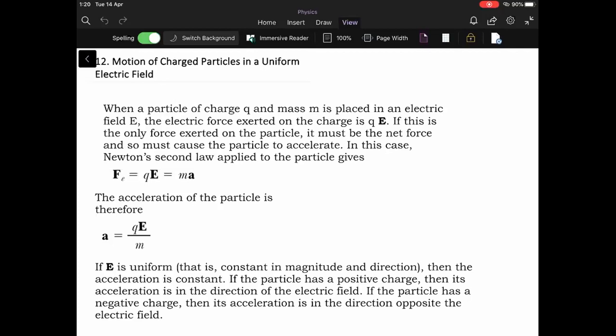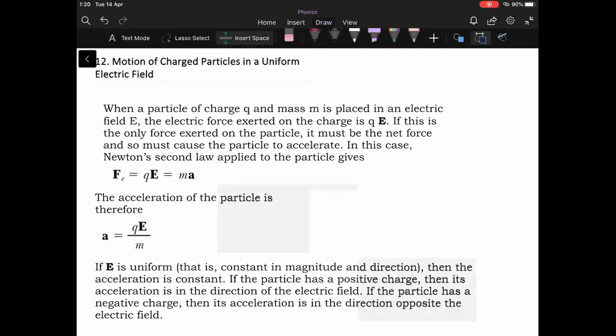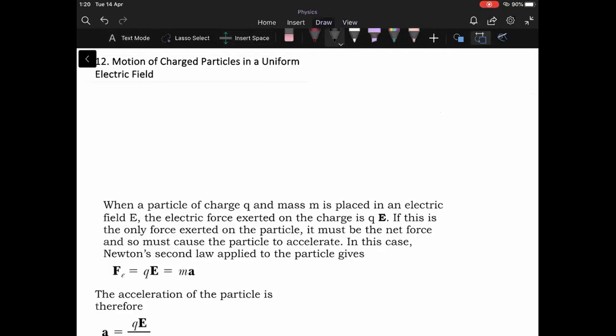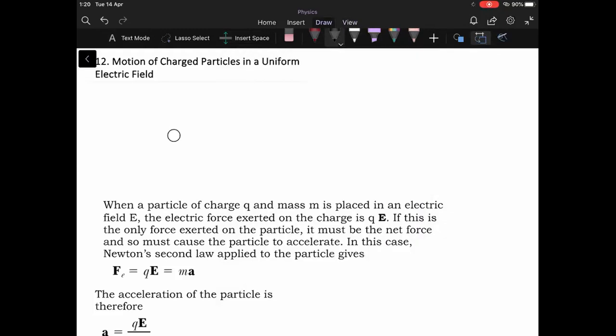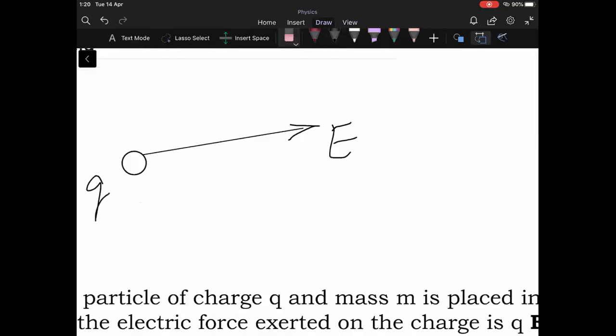So suppose this is a charged particle. It has a charge q and it is kept in an electric field E. Now let me notify you that this electric field is not because of this charge. There is a charge kept in an external electric field.